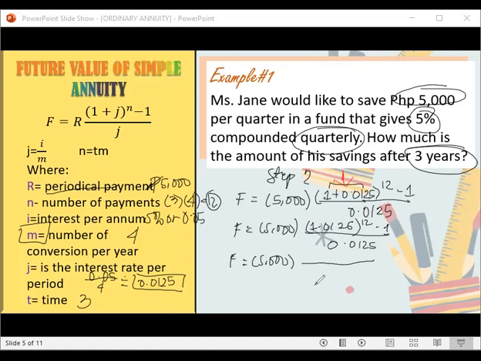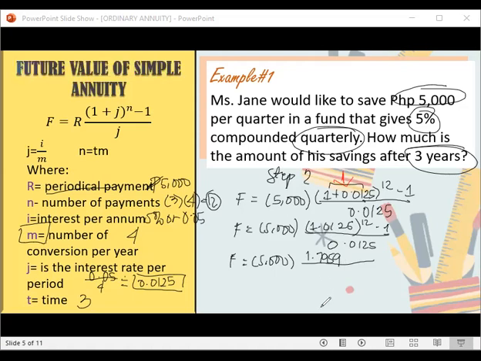Then, 1.0125 raised to 12. The answer is 1.7959. So, this is what I'm telling you, that we round off to 4 decimal places. Okay? That's why there are slight changes in the final answer.